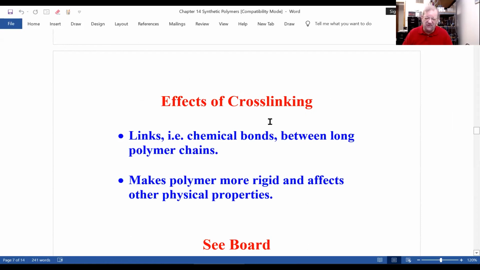There are a number of people who were working on it, but he was the first one to patent it. And that's called cross-linking. Cross-linking means links, chemical bonds between polymer chains. By linking them together, you make them more rigid and it affects the other physical properties. You make it stronger. And this is called cross-linking. Let's take a look at this.